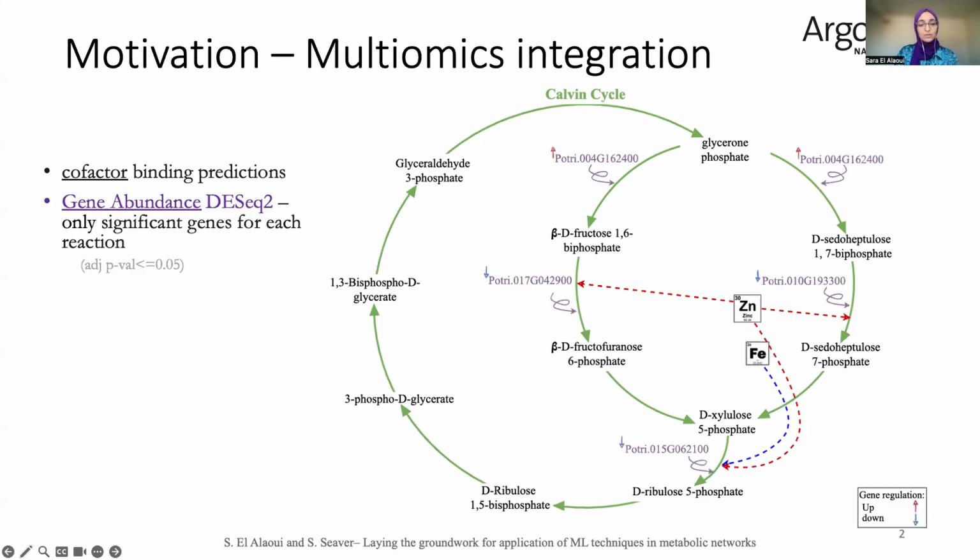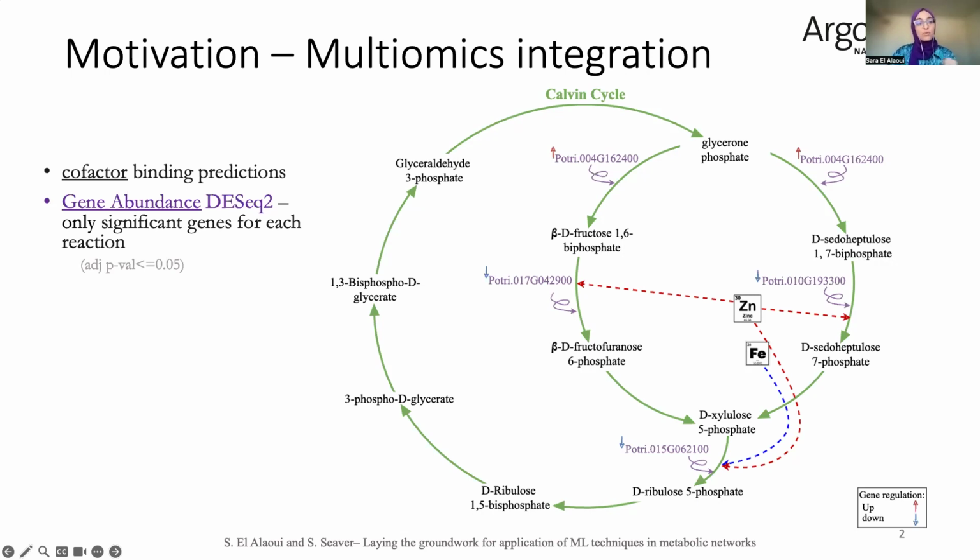Then I want to integrate another layer and say, of this pathway, here are the enzymes that under certain growth conditions are significantly up-regulated or down-regulated compared to a control condition. So for these certain reactions, these are the enzymes, and I know which of these enzymes bind zinc and iron, and so I can understand how zinc and iron treatments affect these enzymes.